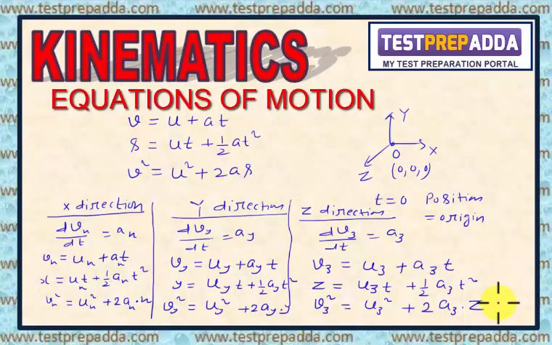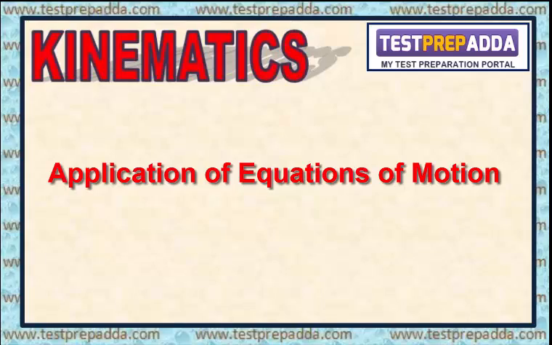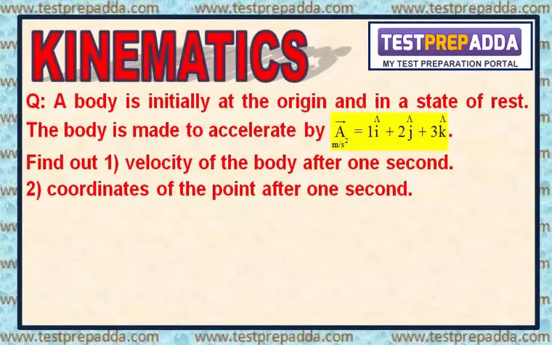Okay, now to understand this, I'll take a question here. Here the question says, a body is initially at the origin and in a state of rest. The body is made to accelerate by, acceleration is given in meter per second square as 1 i cap plus 2 j cap plus 3 k cap. Find out, number one, velocity of the body after 1 second. Number two, coordinates of the point after 1 second.